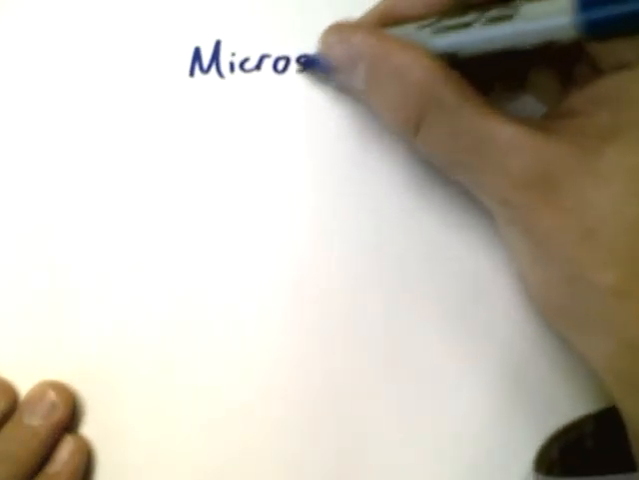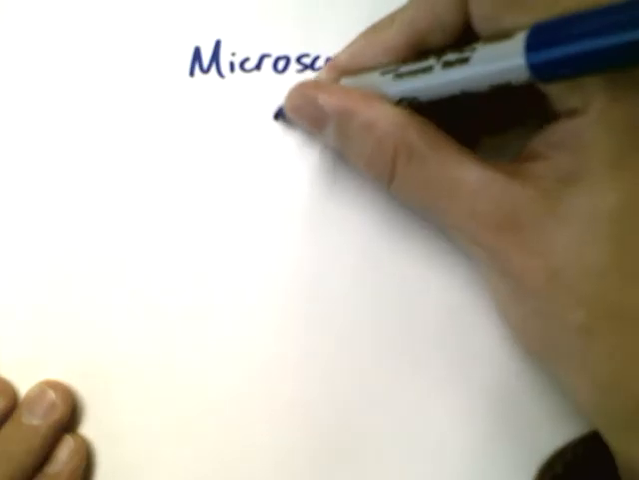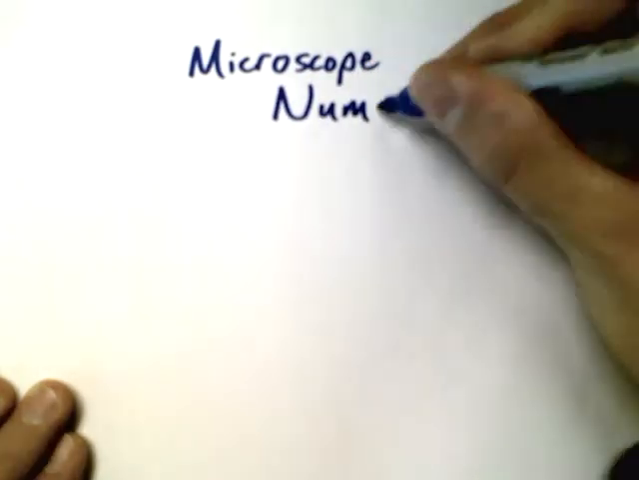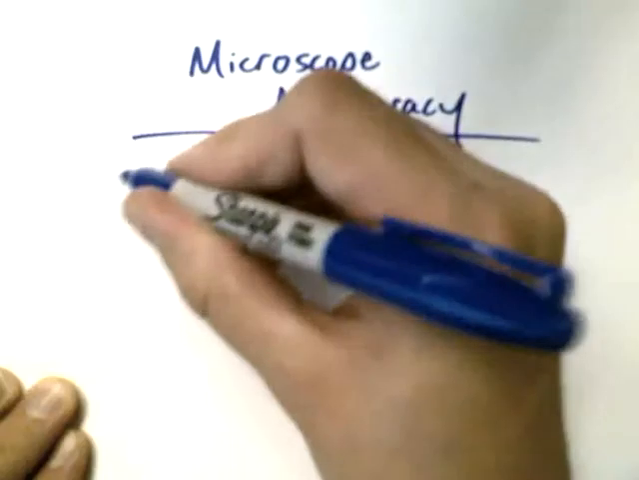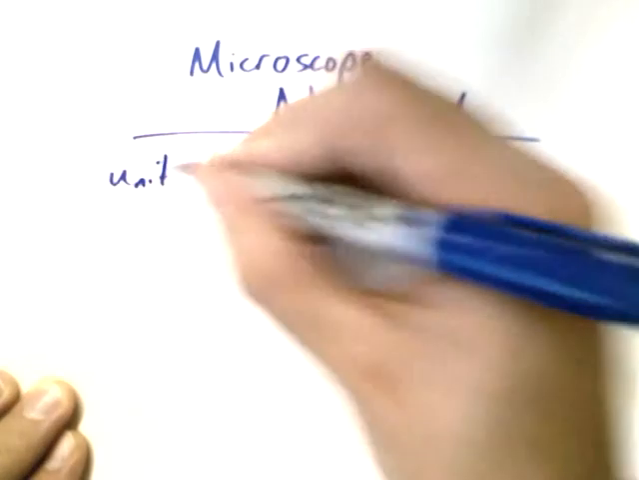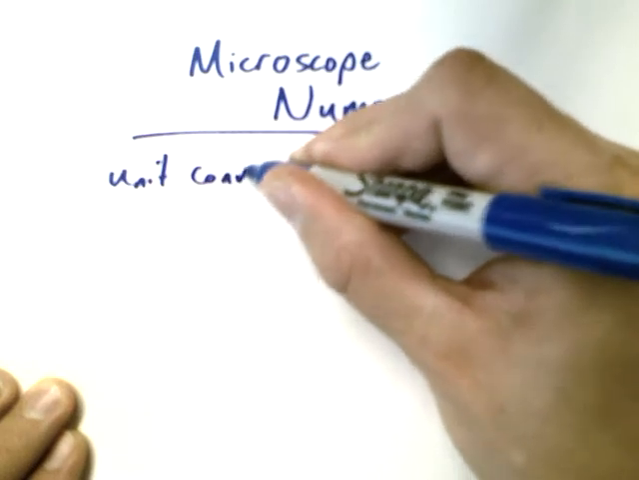So we want to talk about unit conversions and the use of microscopes. But I want to call the note Microscope Numeracy. Start out talking about unit conversions.